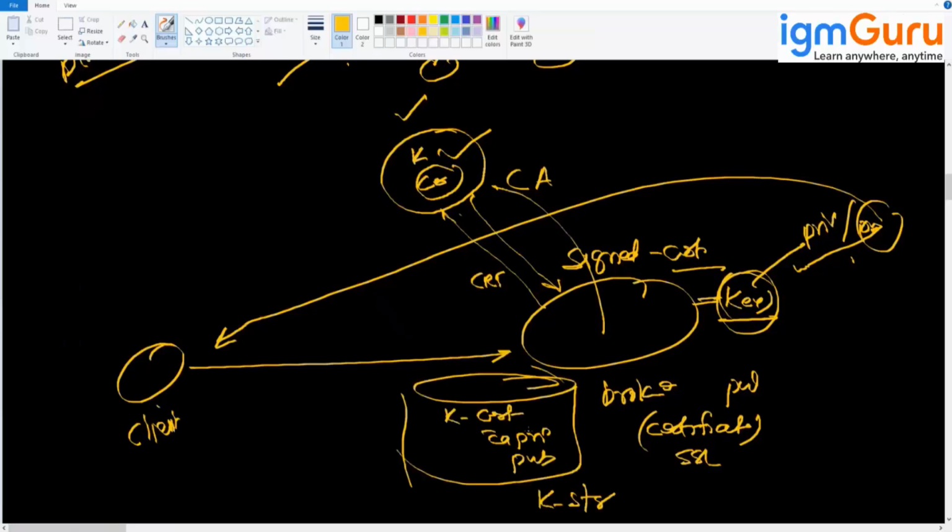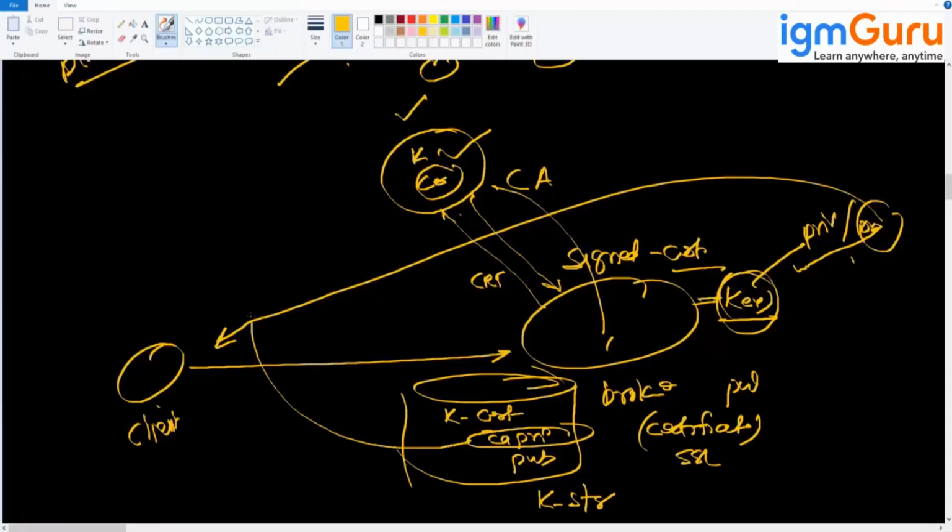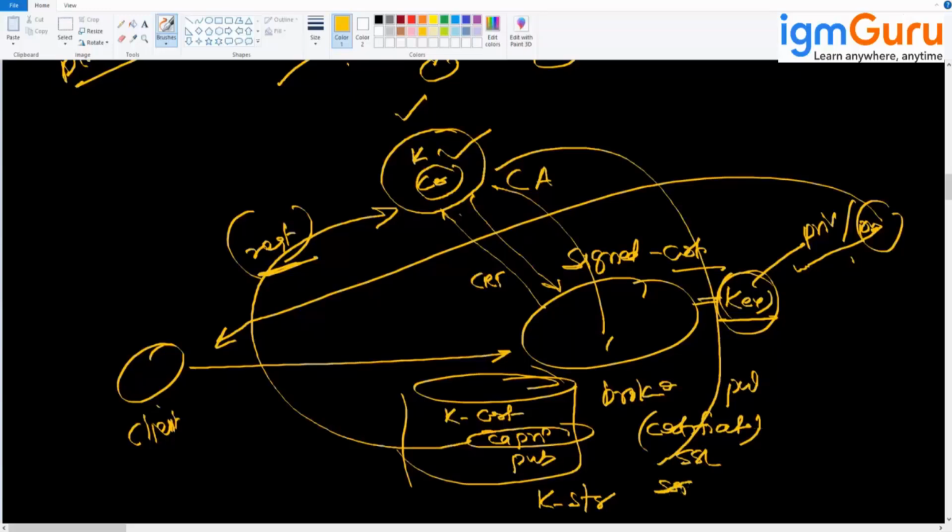But in order to create an SSL certificate, we'll use this private key. This command creates a certificate signing request based on the private key in your key store. There are two keys, private and public. इसको लेके it will send a request to the CA. That plain request का एक file बनेगा, and that file will be sent to the CA to approve, and then we'll get a proper signed certificate.